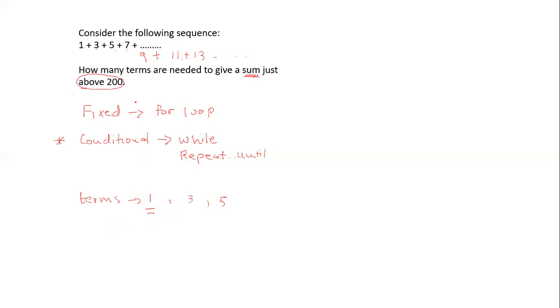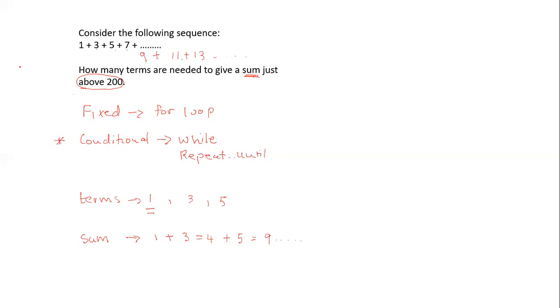The second thing that's needed is we need to find the sum. So we need to calculate the sum of the terms. So as we generate the terms, we will need to add them up. 1 plus 3, giving us 4. 4 plus 5, giving us 9, etc.